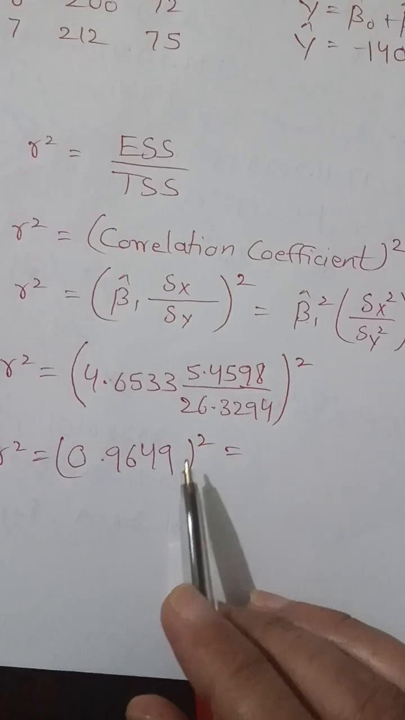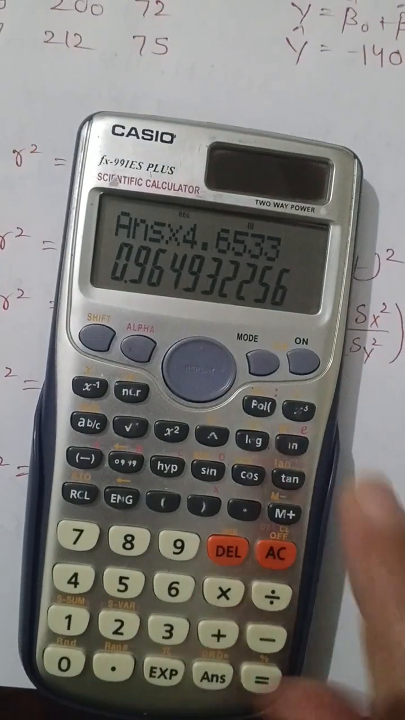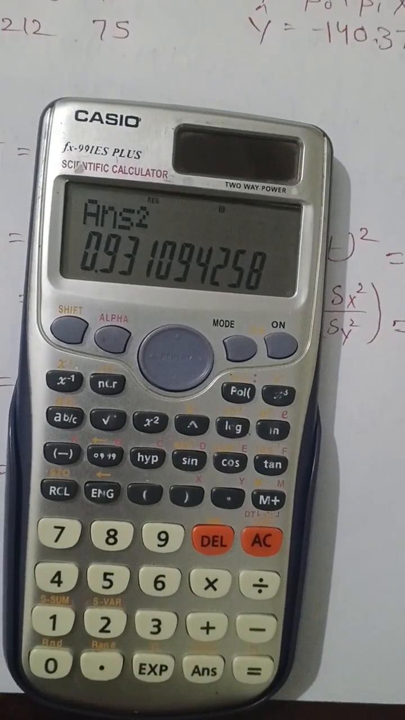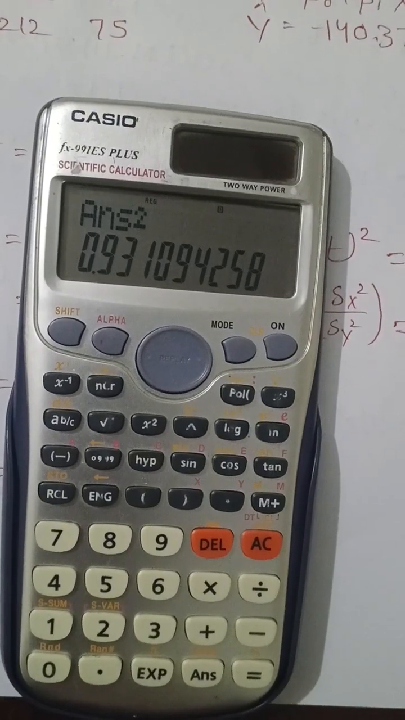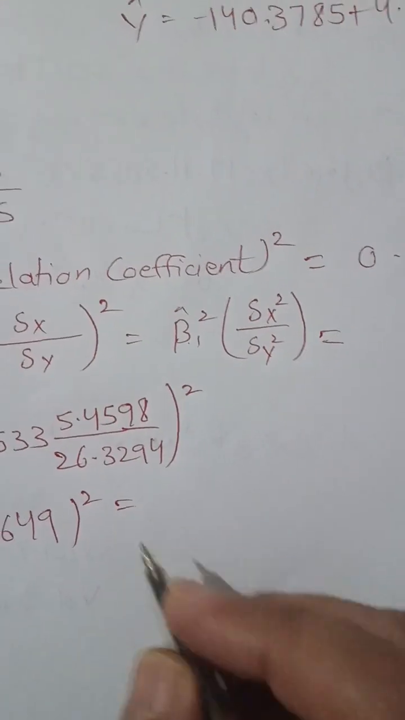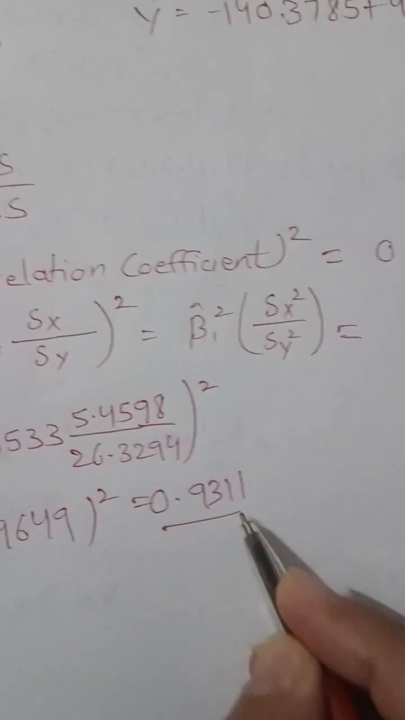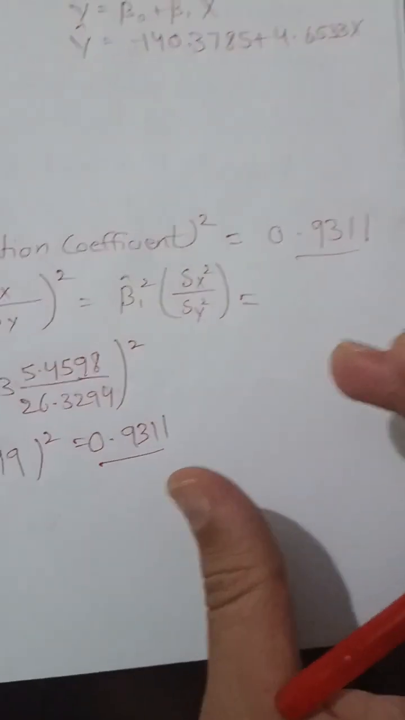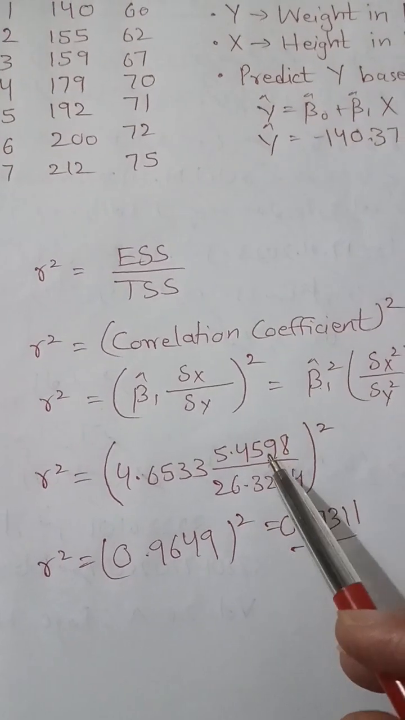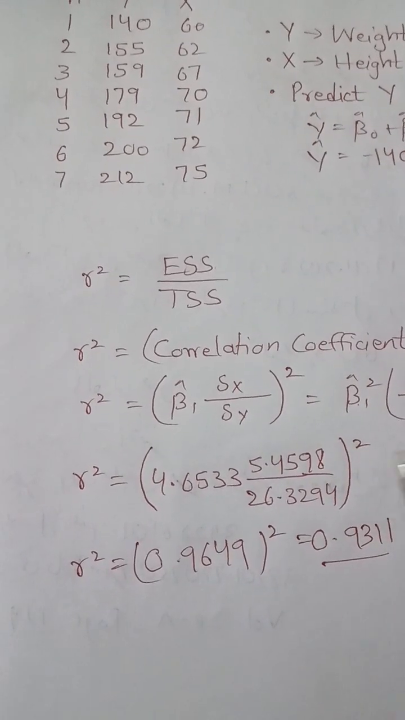Then when I square this, I will get the coefficient of determination. So let's square this term and press equal. We will get the answer 0.9311. It's double one because 0.93 has been rounded off. So you can see this answer and this answer are the same. Both of these methods provide us the same result for the coefficient of determination.